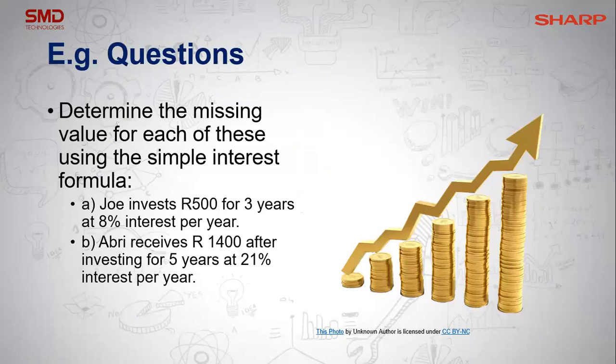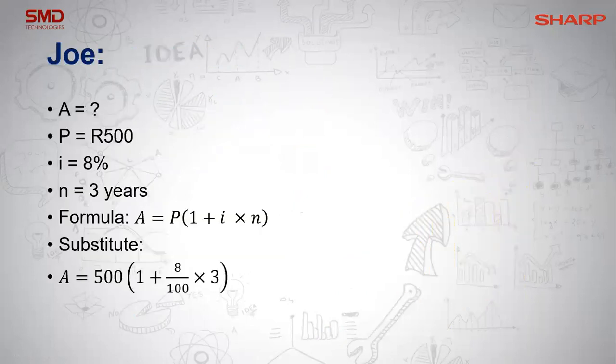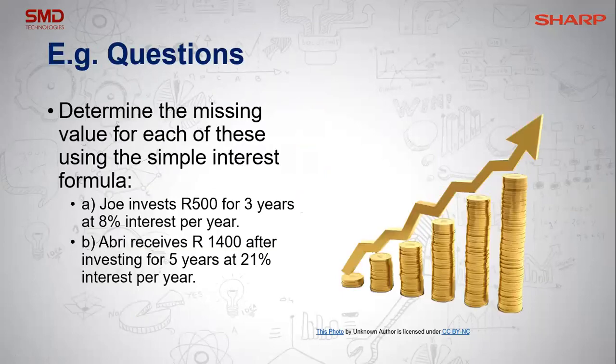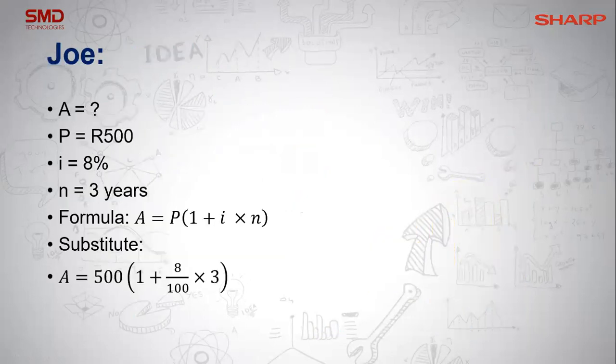So let's do some example questions. The first one, it's all written. Okay, so determine the missing values. So Joe invests 500 Rand for 3 years at 8% interest per year. So we can look here.